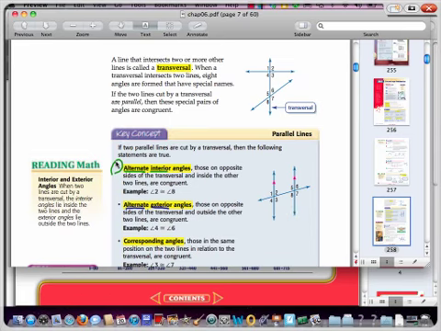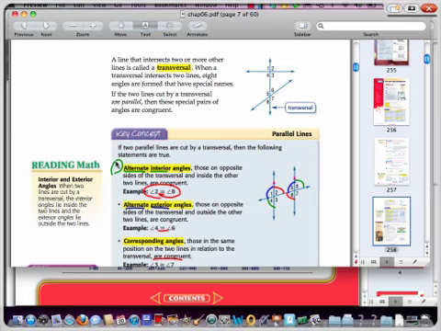Now, all of those things that we talked about, every single one, alternate interior, alternate exterior, and corresponding, notice that these were all congruent. They are all the same. So what we're saying is, for instance, due to alternate interior, I know that angle 2 is the same angle as angle 8. I know, due to alternate exterior, that angle 4 is the same angle as angle 6. And I know, due to corresponding angles, that angle 1 is the same as angle 5. So there are a lot of things that we can figure out based on all of this.